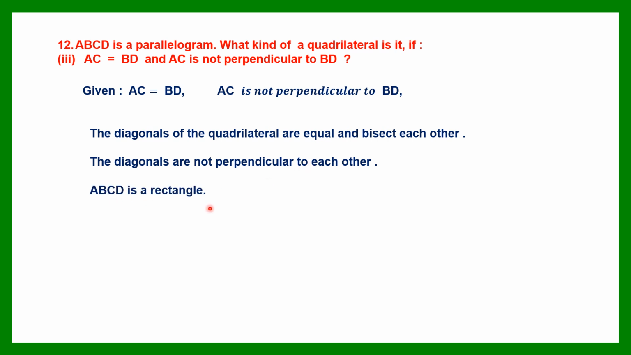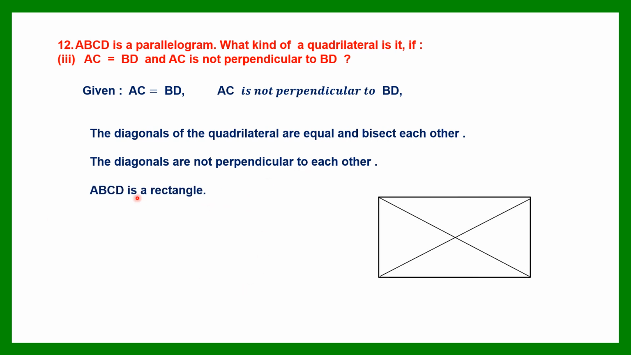It is a rectangle. Let's have a look at this rectangle. Here, can you see the diagonals AC and BD? They're equal, but they're not perpendicular. They are not meeting at right angles. So such a quadrilateral is called a rectangle.